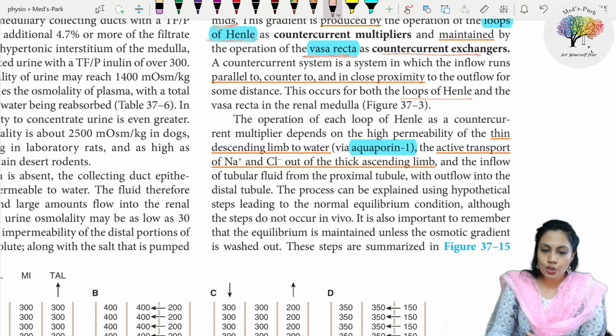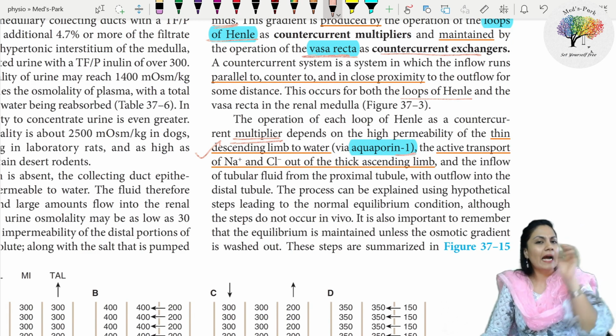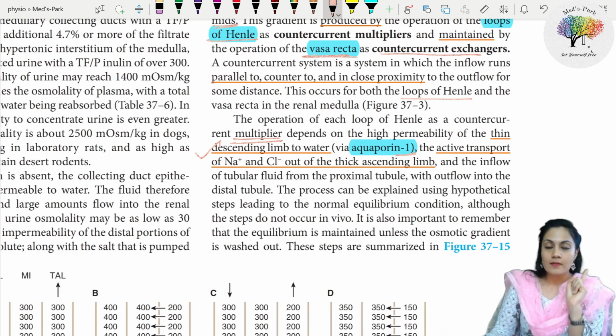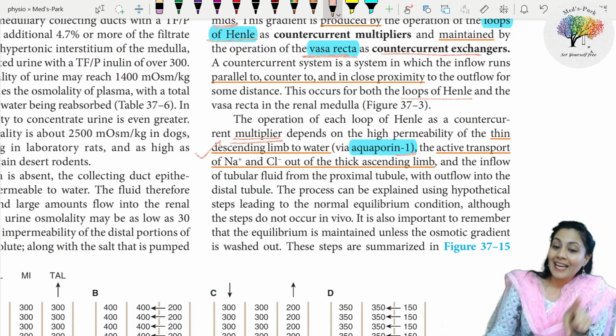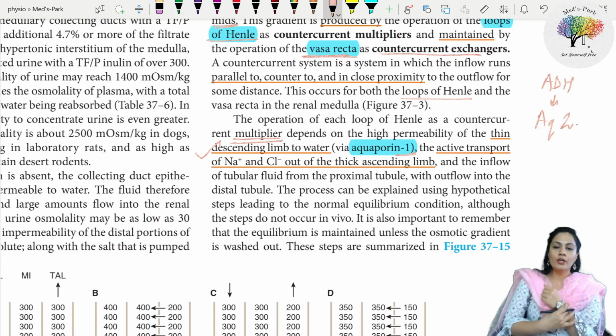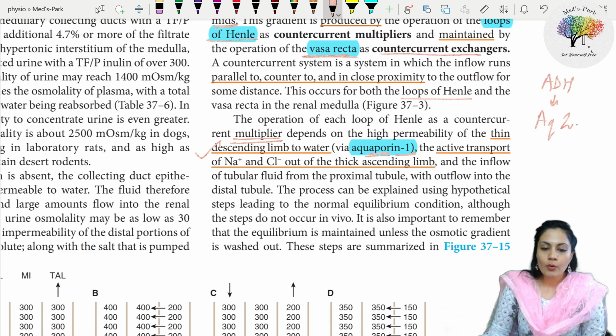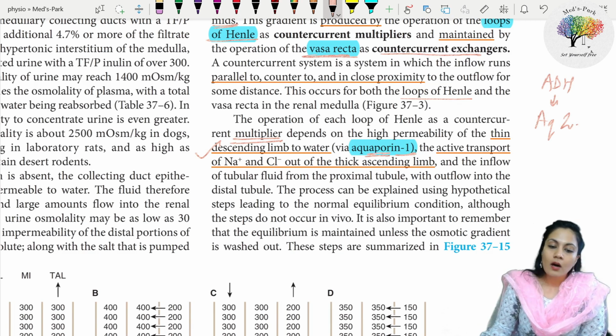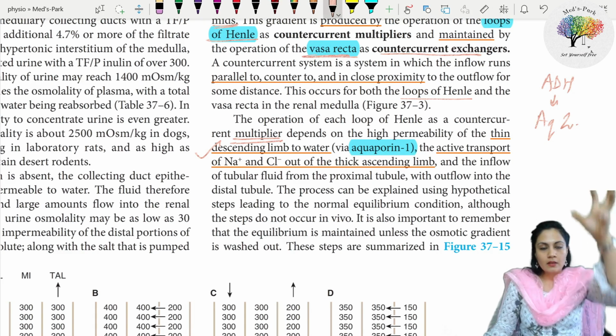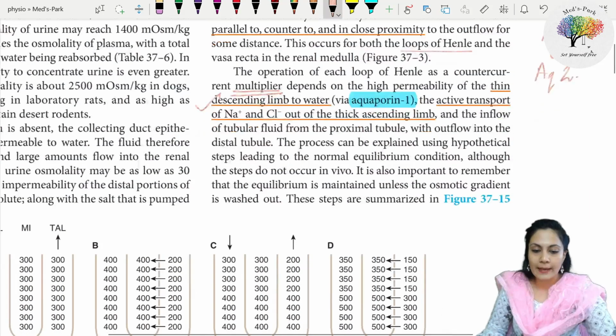The operation of each loop of Henle as a countercurrent multiplier depends on the high permeability of the thin descending limb to water via aquaporin 1. So you can just add over there aquaporin 1s. Now, in terms of ADH, ADH is going to cause the insertion and activation of aquaporin 2. On the other hand, aquaporin 1, which is present in the descending limb of the loop of Henle, is constitutionally present. Okay.